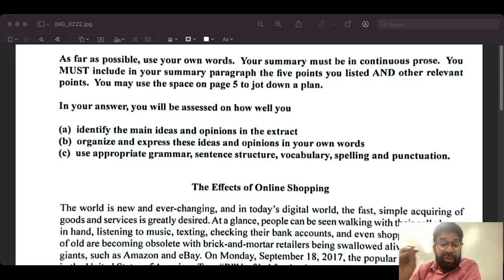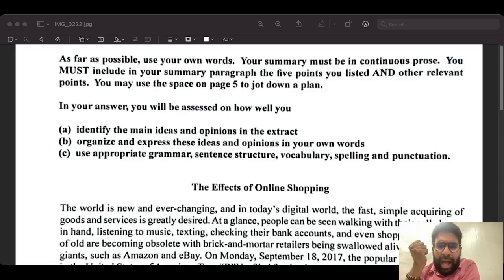Now, look at the first line here on the screen. As far as possible, use your own words. There are some words for which you cannot use your own words. For example, if we use the word television, you cannot call it picture box. It is a television. You can't change certain nouns and so on. So as far as possible, use your own words. In your answer, you will be assessed on how well you identify the main ideas.